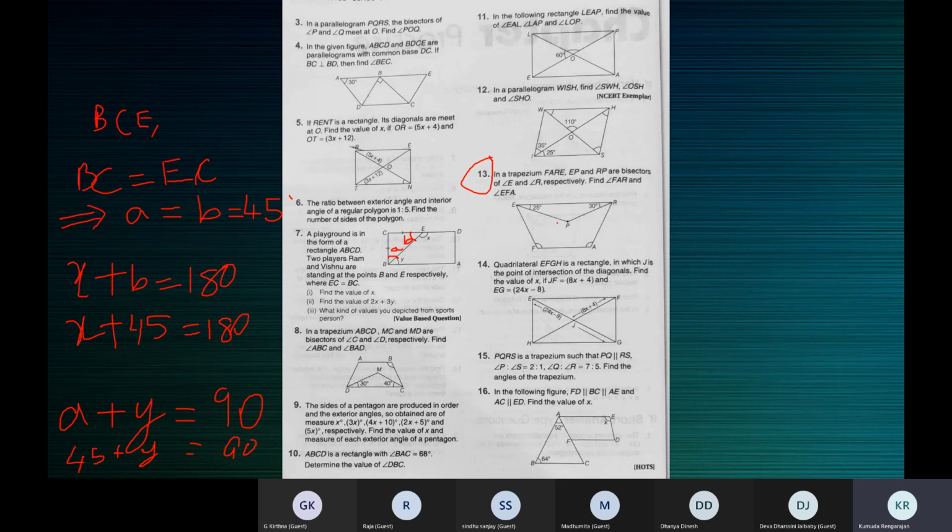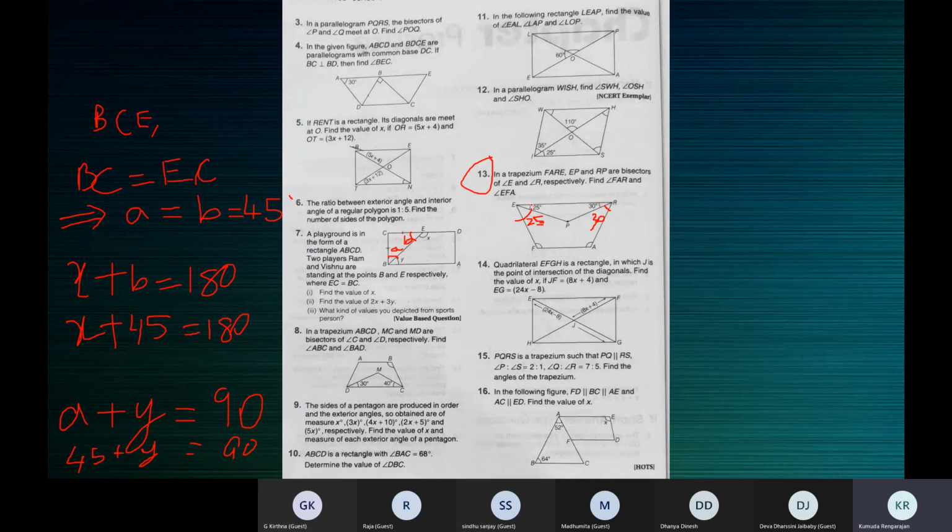What should you find here? You need to find this angle and E, okay, EFA. These two angles. Children, EP is the bisector. It's given. So this angle also will be 25 degrees. And what will be this angle? 30 degrees, yes, it's the bisector. So one half is 30, the other half also will be 30.